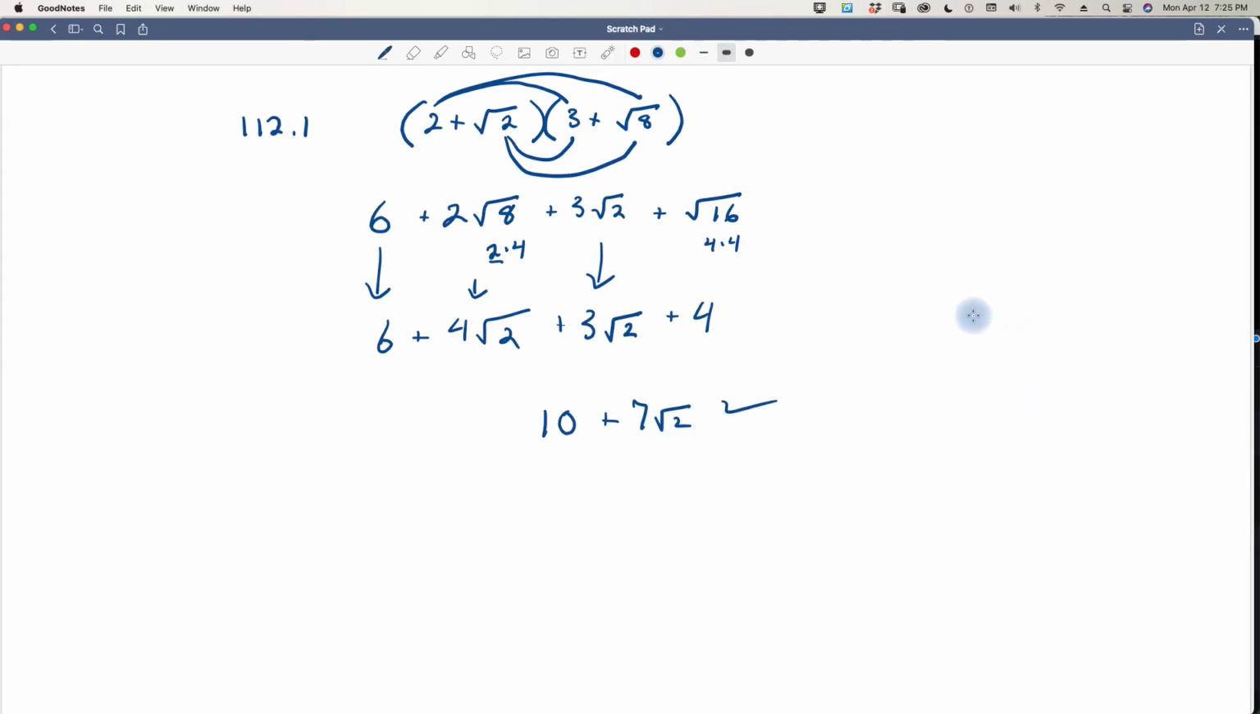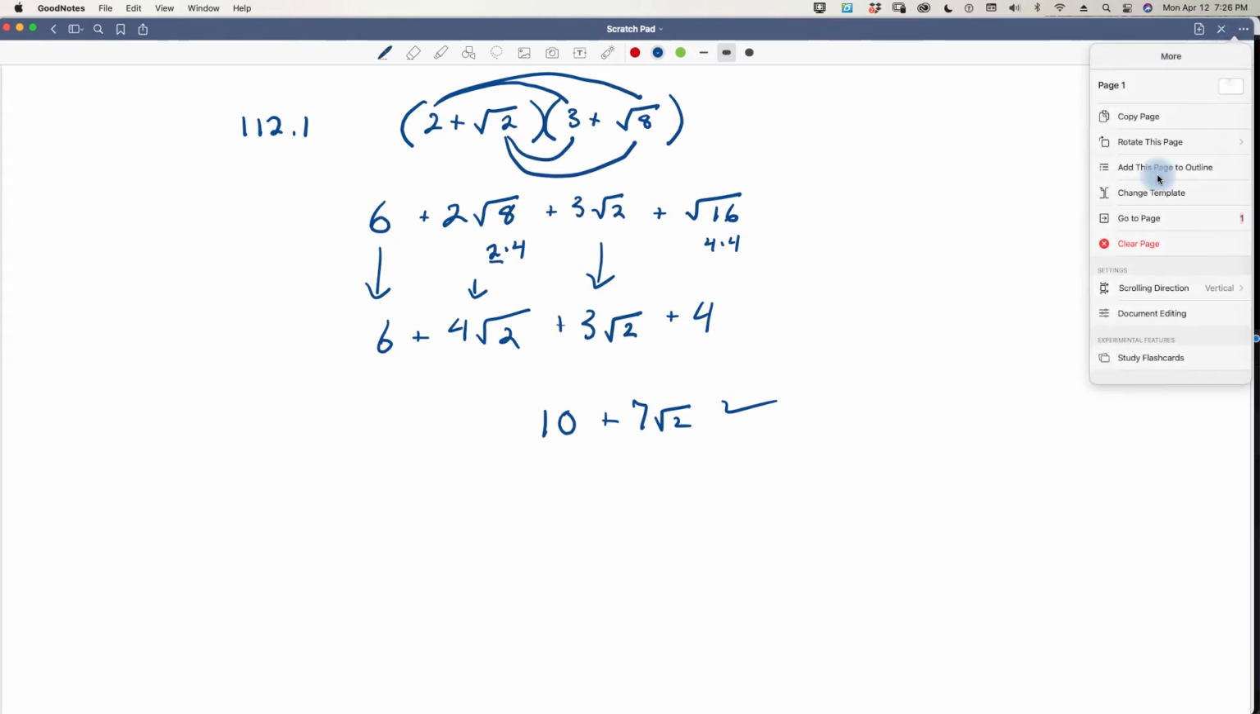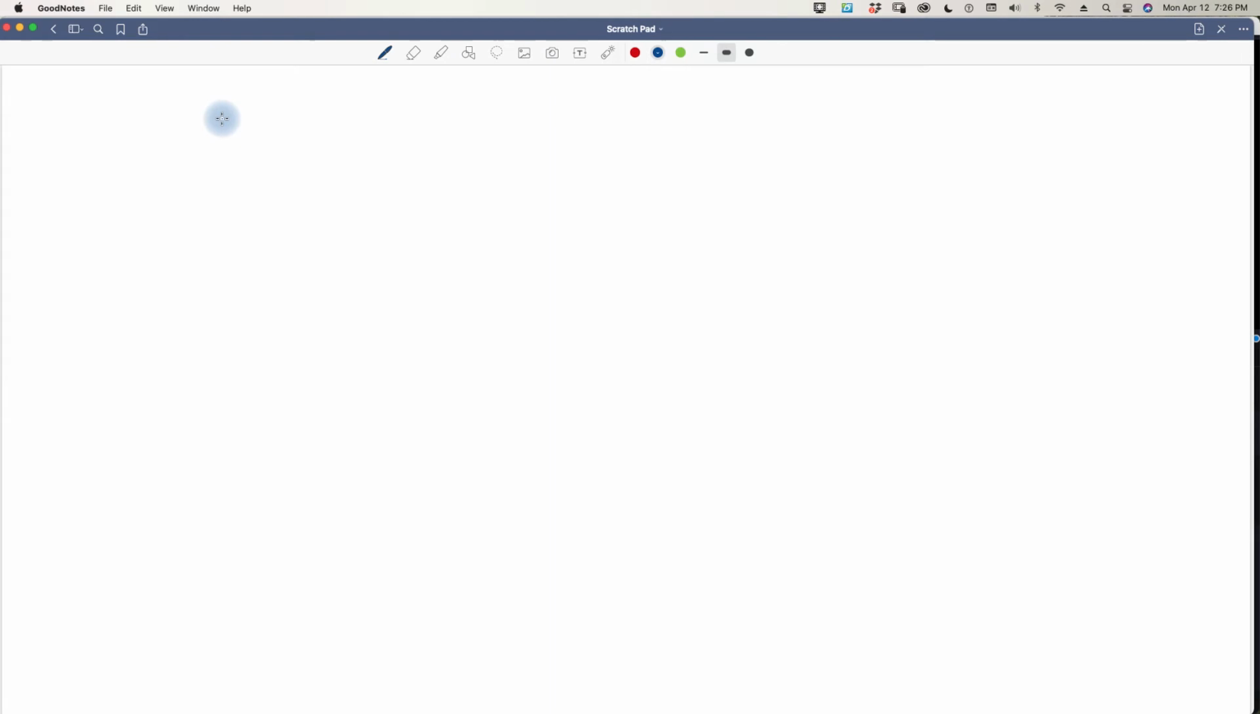See how easy that is? You guys can do this. This is a piece of cake for you. I'm so confident that you are not going to have any issues with this. Let's do 112.2.